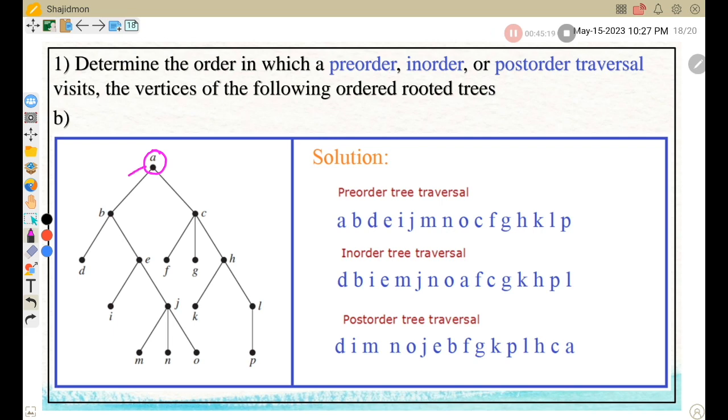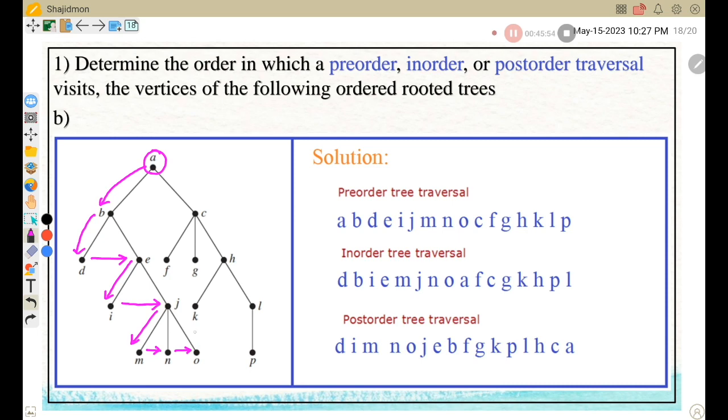So we can go A, then B, okay, then A, B, after that D, you can see here A, B, D, then we can go here to the E vertex, correct? From E we can go to I, from I we can go to J, from J we go to M, M to N, then N to O, correct?